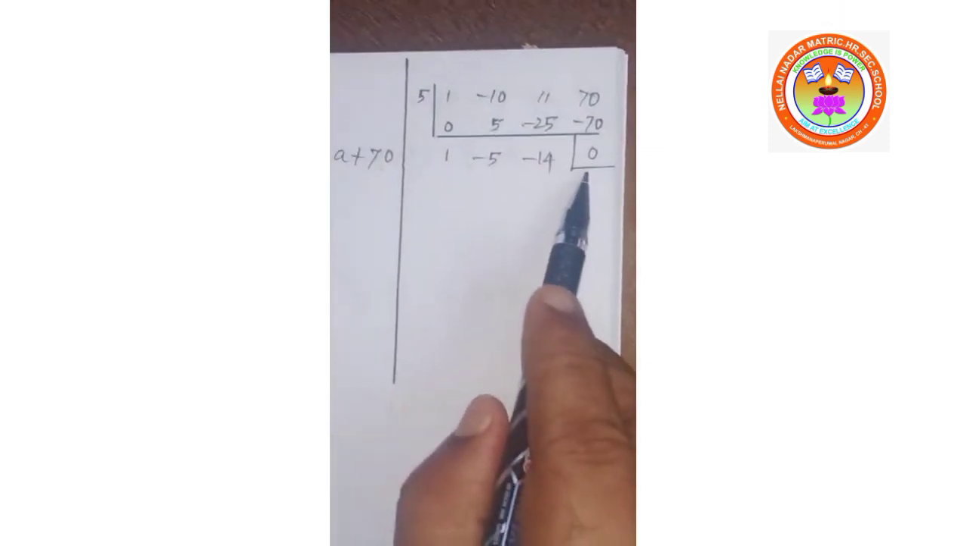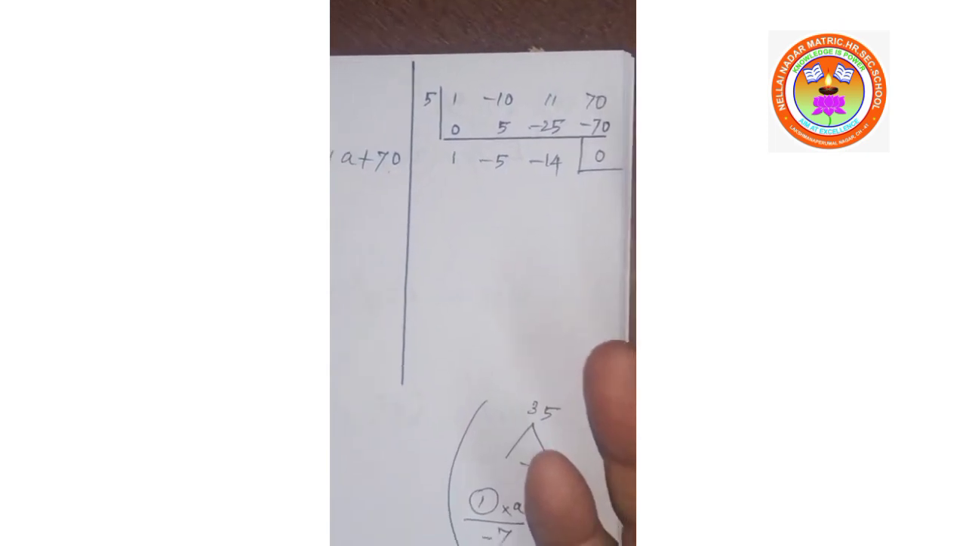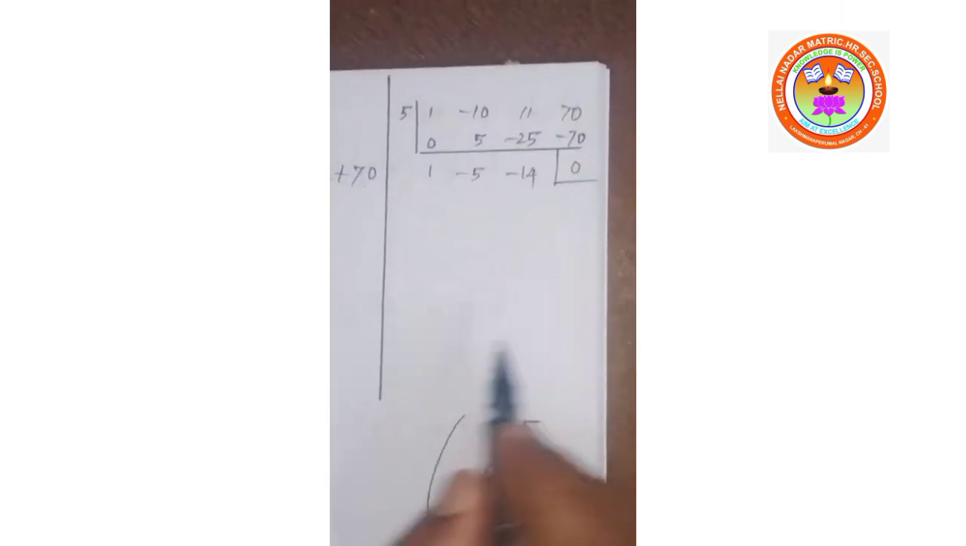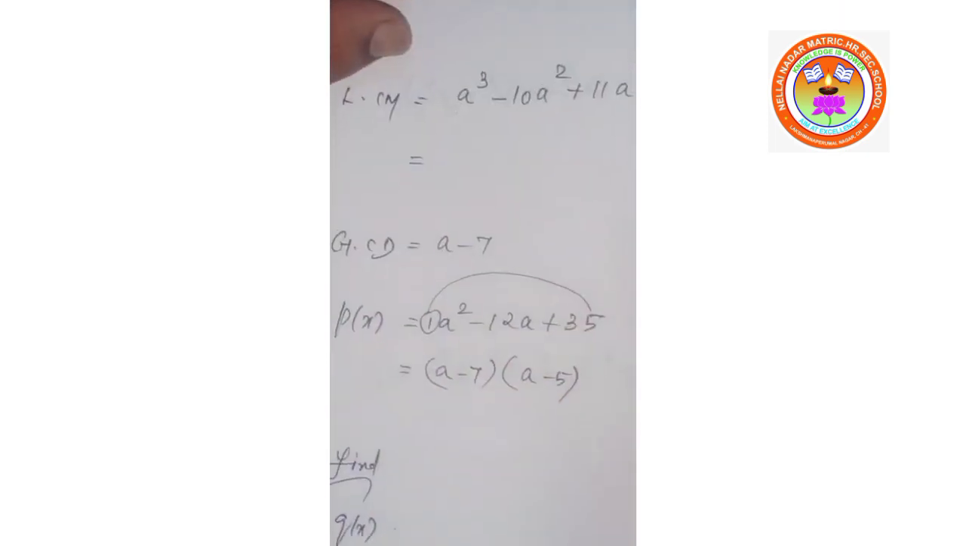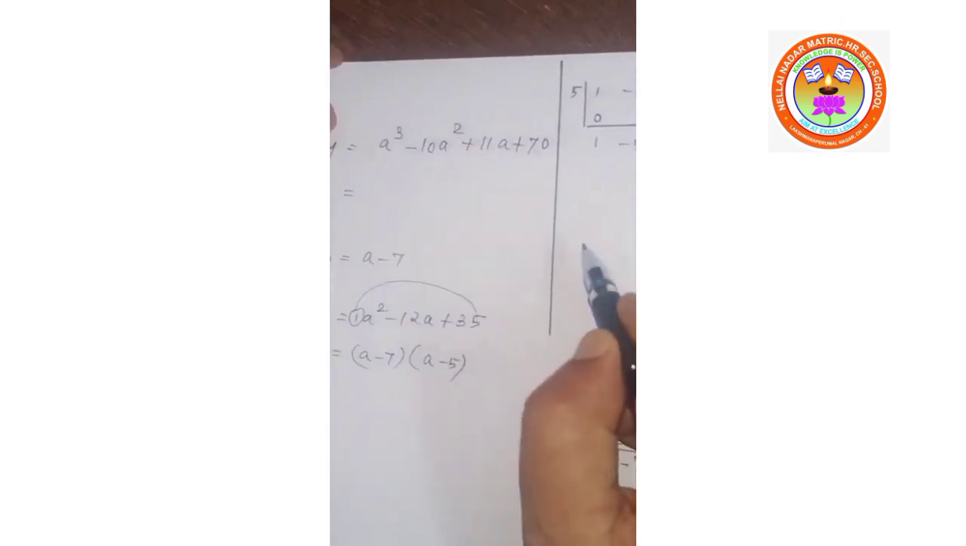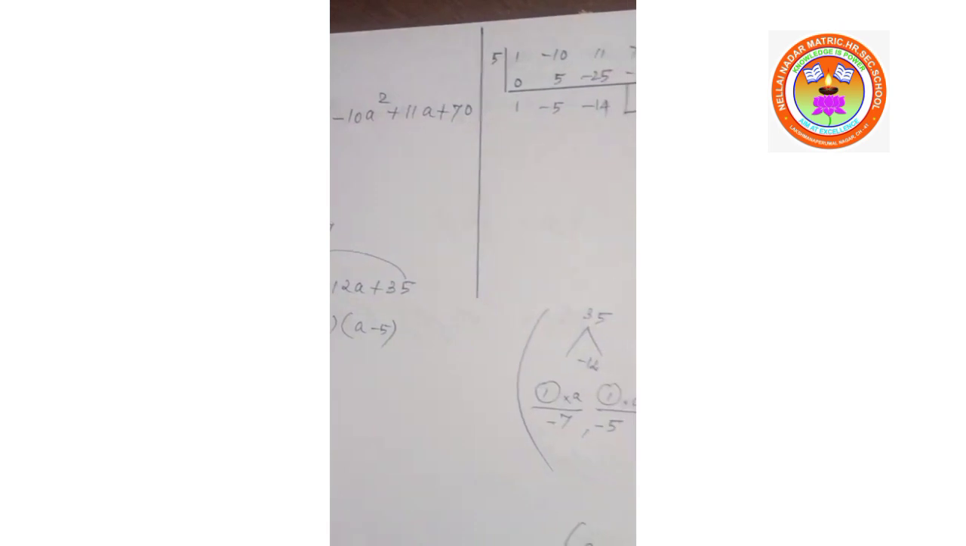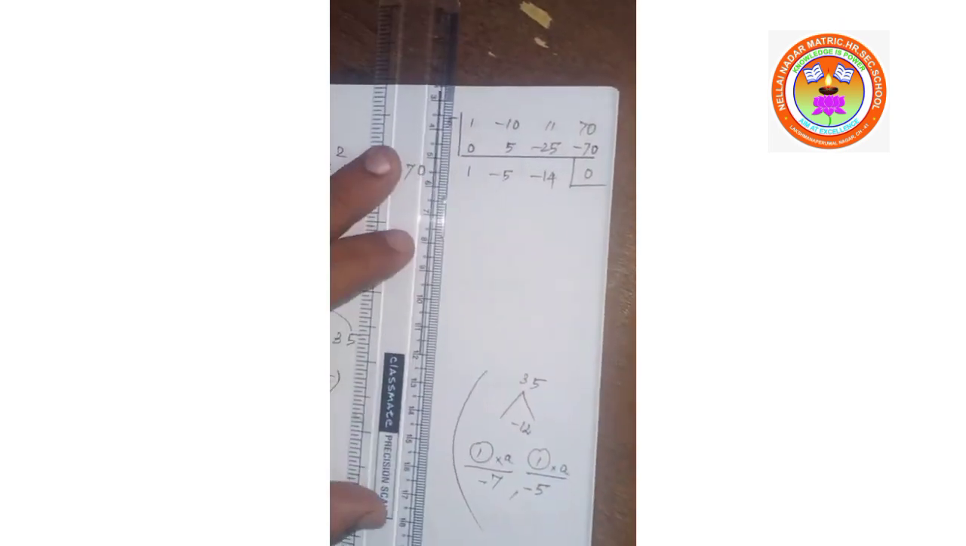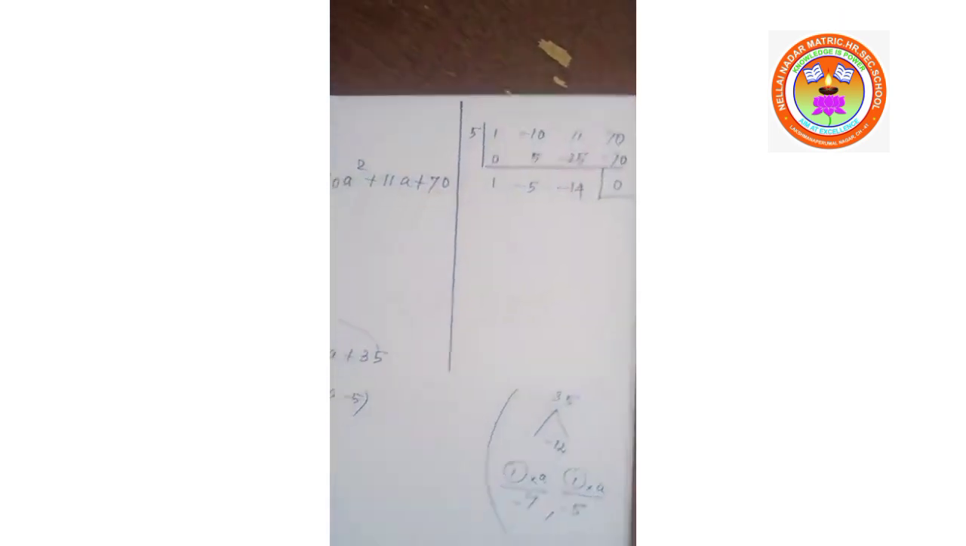So once you get the remainder 0, that is factorizable. What does it mean? It is factorizable. We can write 3 linear factors. What are the 3 linear factors? For that, you can divide further, or you can stop over here.